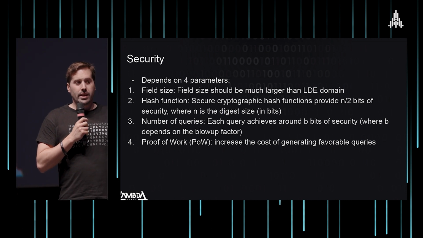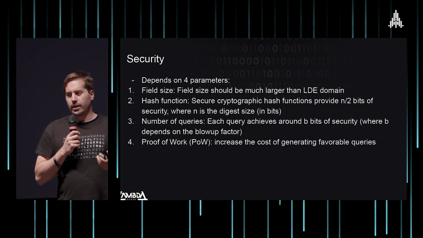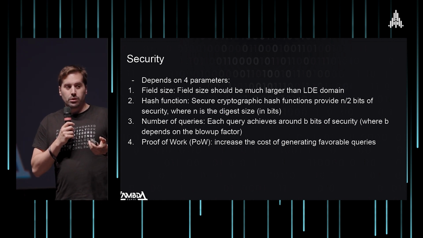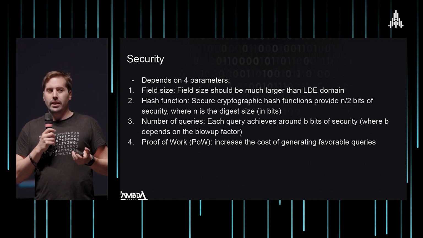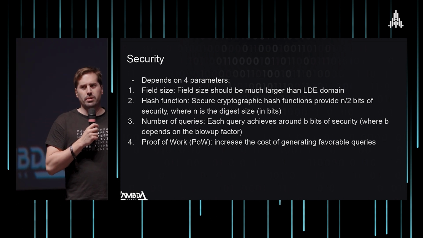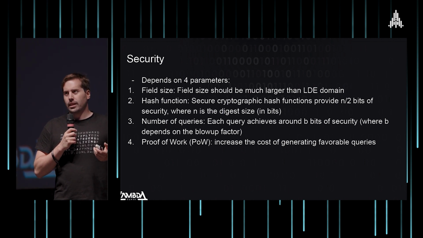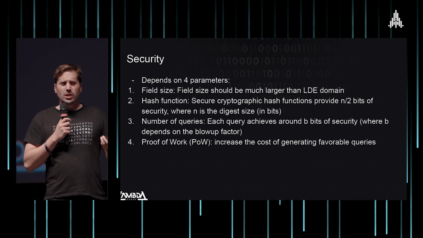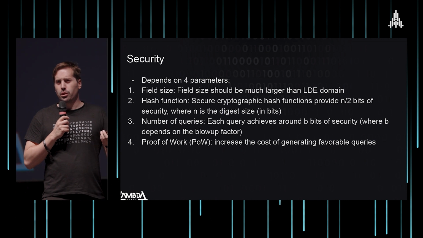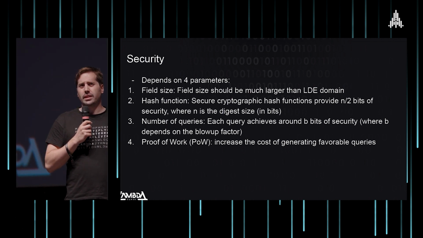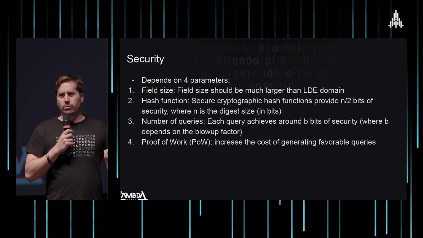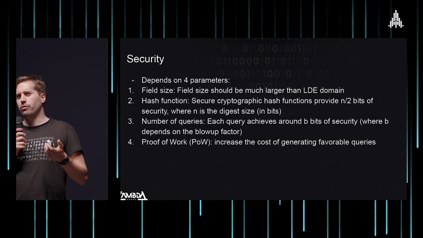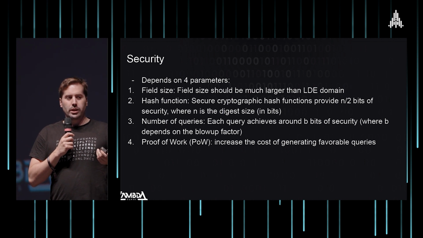And just to give you an idea, the security of the STARK protocol depends on 4 parameters. The first one has to do with the field size. The field size should be much larger than the low-degree extension domain, that is to say, our evaluation domain. So in general, it has to be around 150 bits long or more. If we work with a smaller field, maybe we can work with extension fields to achieve this condition.